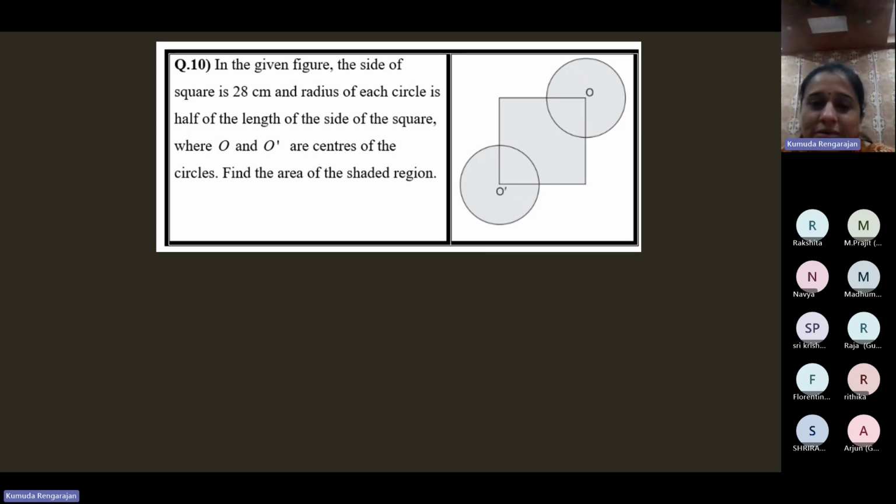Read the question and tell me how to find the area of the shaded region. That is the expression. This plus this plus this. Just the expression I want. We'll construct a formula, no? Based on the situation, we'll construct a formula. I want that formula.